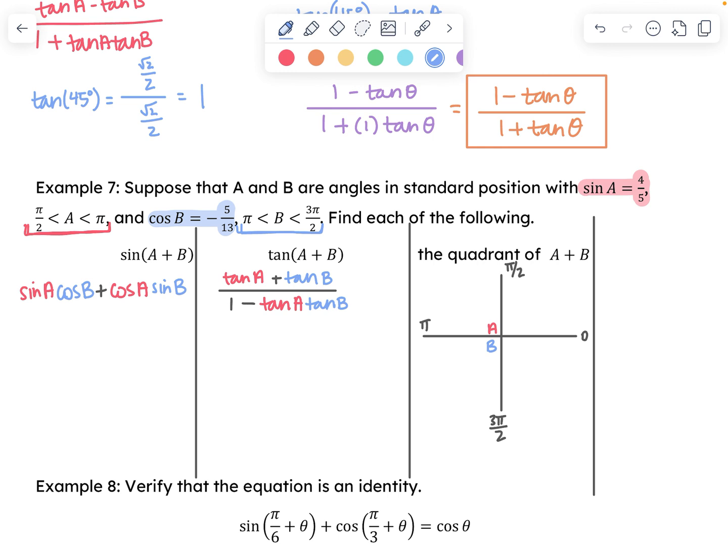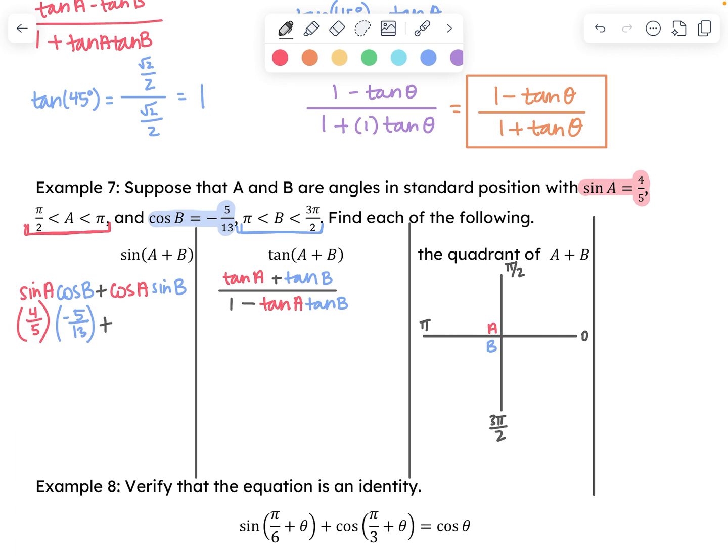So I'm going to go ahead and fill in what I know in my first sine of a plus b formula, and then I'm going to draw my triangles to help me get what I don't know. So I know sine of a, so that one's going to go right here for this. And I know my cosine b, that one's also going to go in that first part, negative 5 over 13, but I don't know anything for that second part. So that's where my triangles are going to help me. So let's come over here.